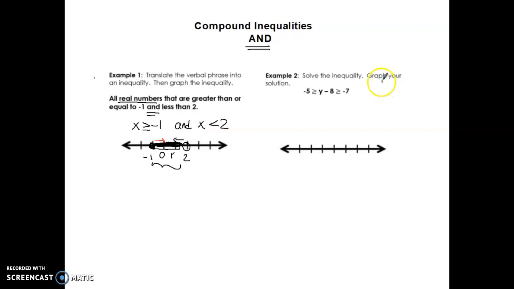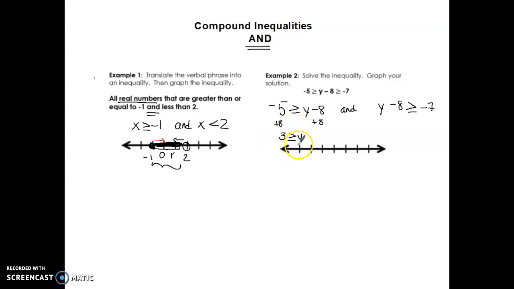When you're solving and inequalities, you really have to set up both inequalities. So I am going to have to solve negative 5 is greater than or equal to y minus 8. And I'm going to have to solve y minus 8 is going to be greater than or equal to negative 7. So these are just one-step inequalities. I am going to add 8 to both sides. So I have 3 has to be greater than or equal to y.